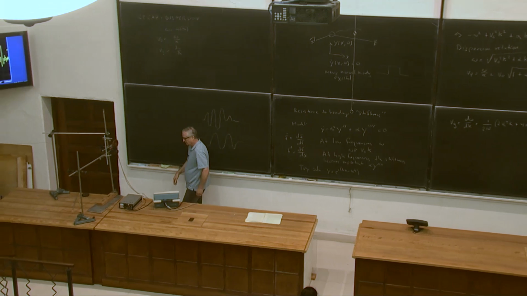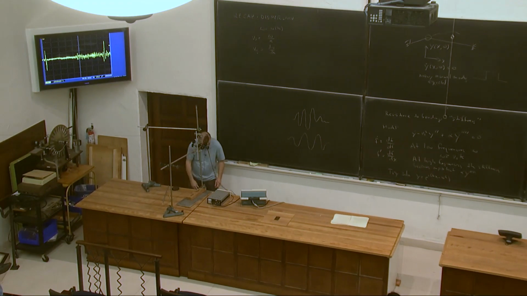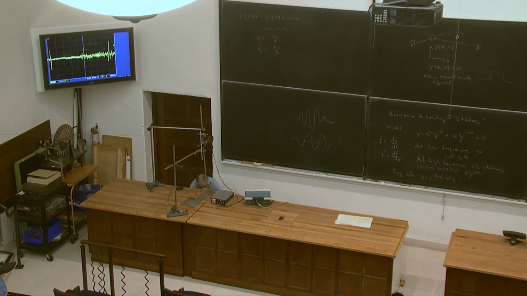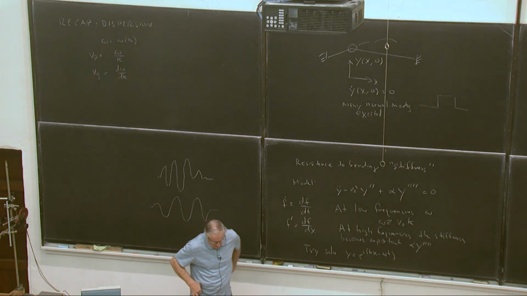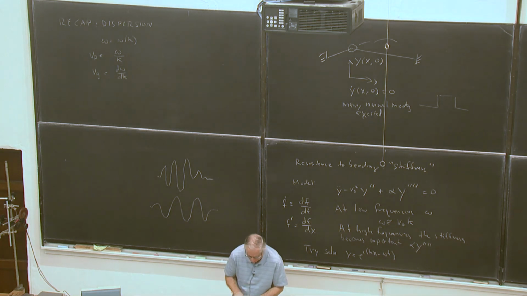The weight on the wire is so that it doesn't stretch too much. It's a heavy lead weight that's on it.